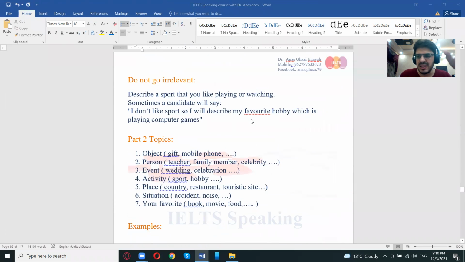This is a small note here: don't go irrelevant. That means if you are asked about a topic, don't change it. For example, the topic is to describe a sport that you like playing or watching. So you must speak about a sport. If the candidate responds saying, I don't like sport, so I will describe my favorite hobby, which is playing computer games, you are off topic. Your score will be reduced severely. So be careful, guys. Do not go off topic.